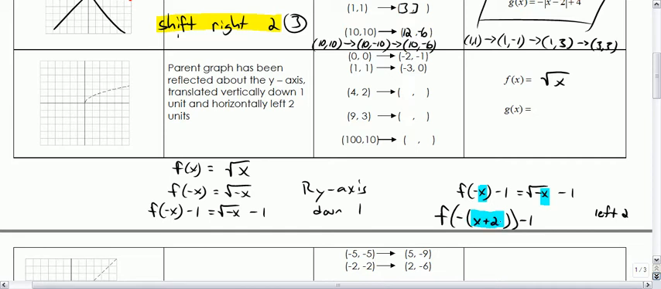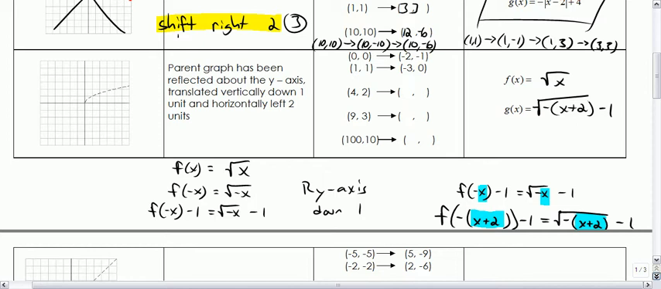And I just need to go to the right side now. Square root of negative, parentheses, I'm going to substitute in for x plus 2, and I still have the minus 1. So g of x is the square root of negative (x plus 2), minus 1. Alright, so now I've just got to move some points.